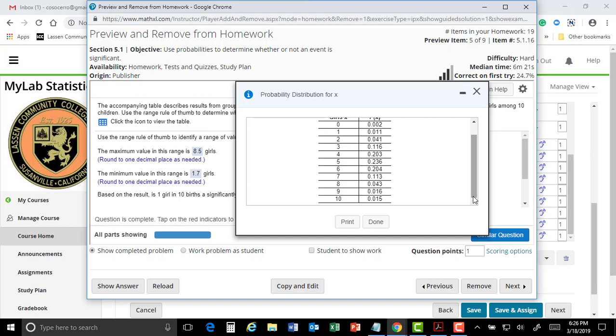Probability distribution of x. The maximum value in the range. The minimum value is, okay, why is the minimum value 1.7? Oh, here's the minimum. Well, that's the smallest y guy, right? Do you agree? Yeah, it is the smallest. And what's the largest? 0.226. Yeah, I think that's the largest. So in a range, that would be my highest and lowest y observations.